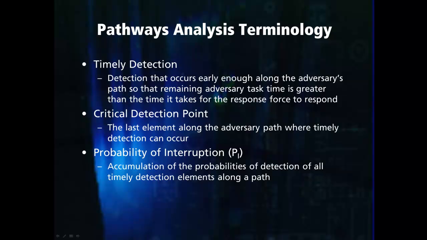The first is timely detection, which refers to detection that occurs early enough along an adversary's path so that the remaining adversary task time is greater than the time it takes for the response force to respond. Another term is a critical detection point, called the CDP, which represents the last element along the adversary's path where timely detection can occur. Finally, we'll define the probability of interruption as the accumulation of timely detection probabilities along a path.